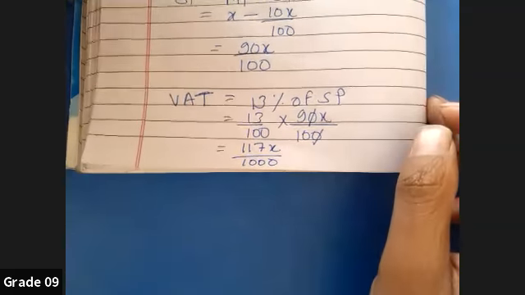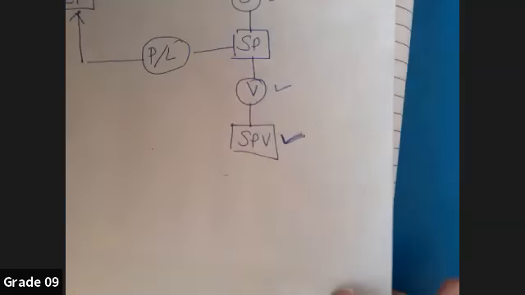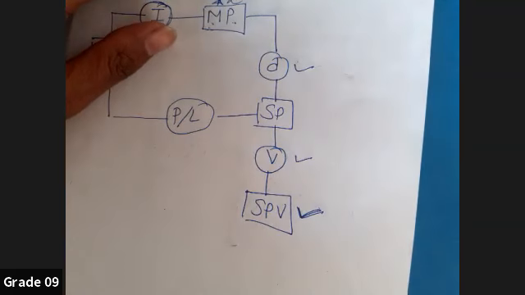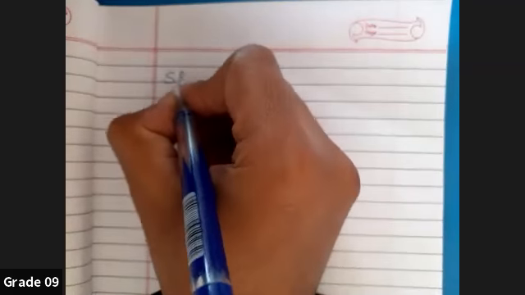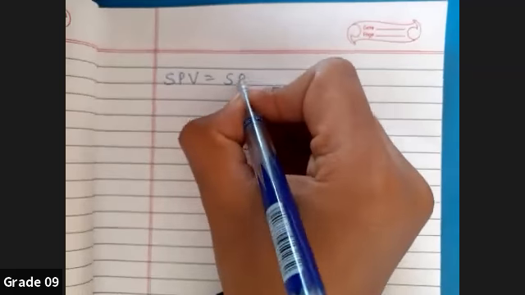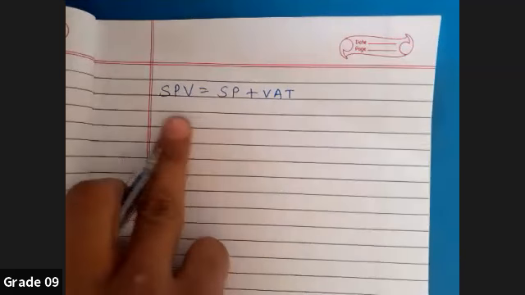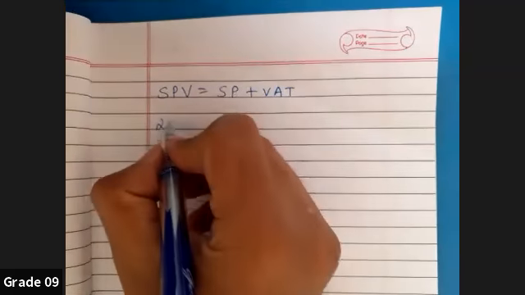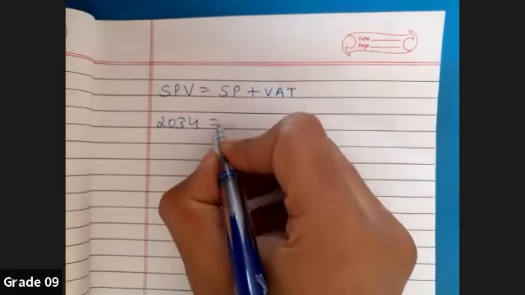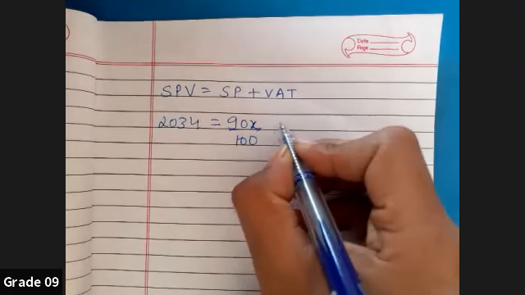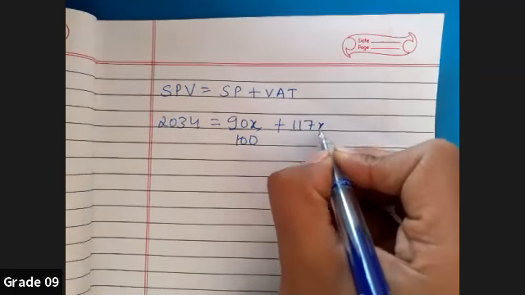Okay, so now remember, I'm going to show you this direction also: SPV is equal to SP plus VAT. So here will be the creation of one equation, all of you. That is 2034 is equal to 90x by 100 plus 117x by 1000.